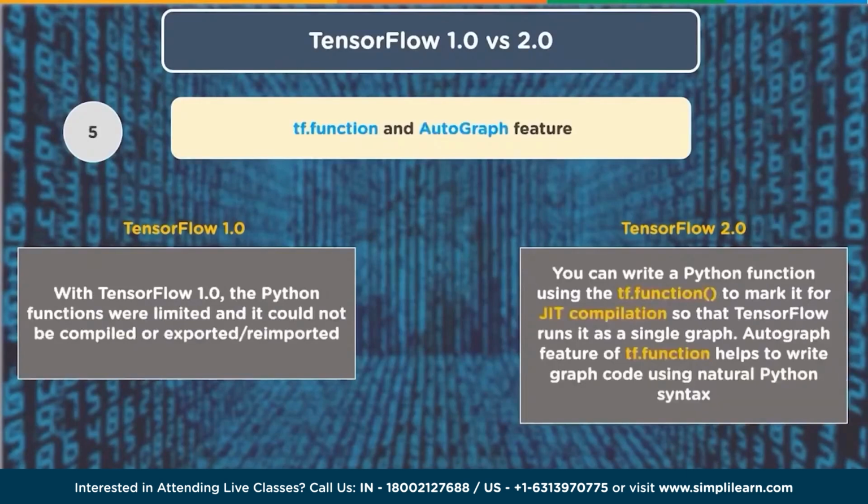And then we have our TF function and autograph feature. In the old version, TensorFlow 1.0, the Python functions were limited and could not be compiled or exported, re-imported. So you were continually having to redo your code, and you couldn't very easily just put a pointer to it and say, hey, let's reuse this. In TensorFlow 2, you can write a Python function using the TF function to mark it for the JIT compilation, for the Python JIT, so that TensorFlow runs it as a single graph. The autograph feature of TF function helps to write graph code using natural Python syntax.